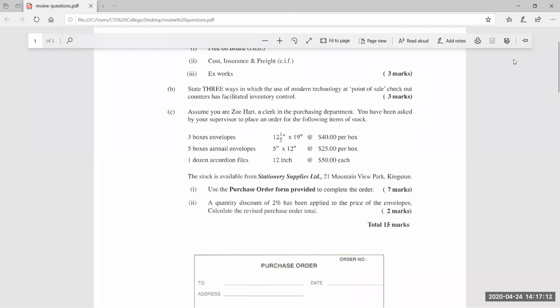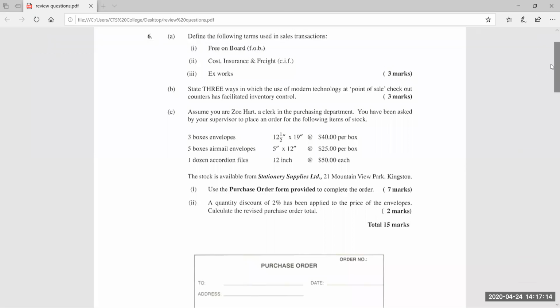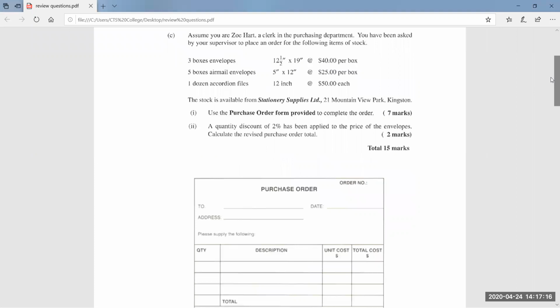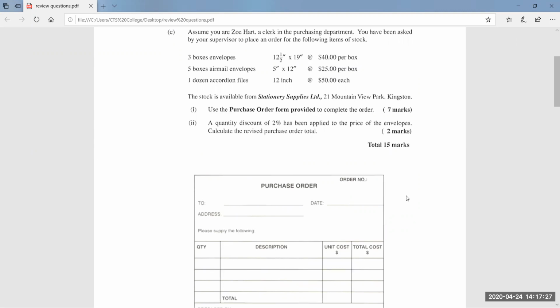Let's look at C. So in this one, you have a little bit of drawing to do for me in this one. Can you all see this question properly?